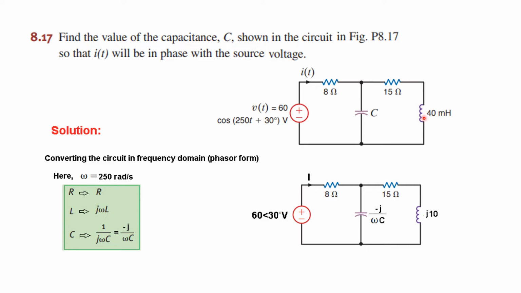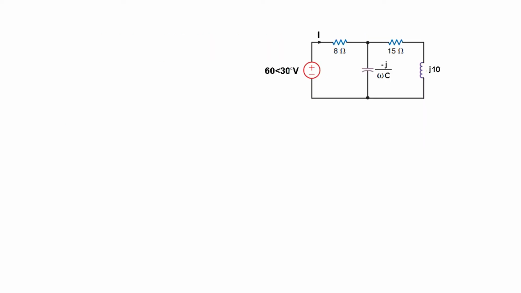And we have converted this circuit now. V is magnitude 60 and angle 30. Resistance no change. Capacitor minus J over omega C. And this is J omega L. So omega is 250 multiplied by 40 millihenry will give it J10. Okay, so this is the circuit that we converted into phasor.